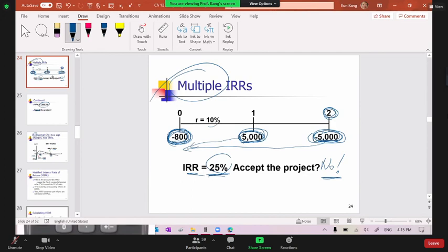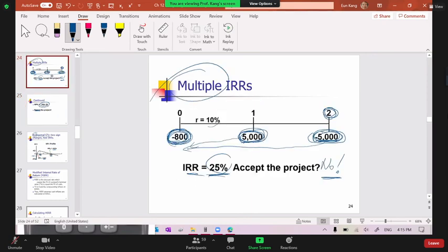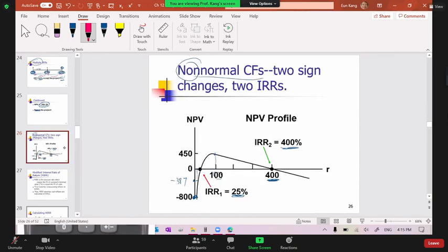So, simple net present value calculation will do it. Okay? Negative net present value, you reject the project. And besides, look at this one: 2 sign changes, minus to plus, plus to minus, 2 sign changes, then there are a maximum of 2 IRRs.